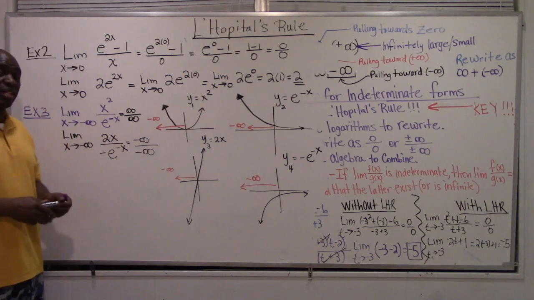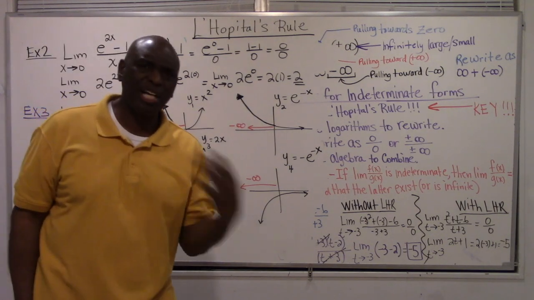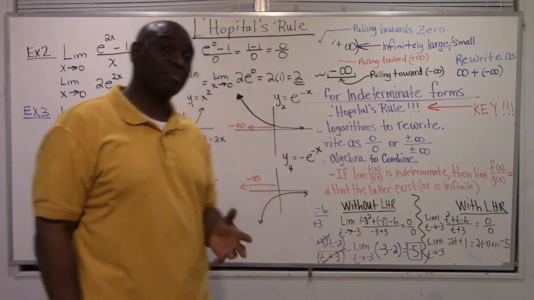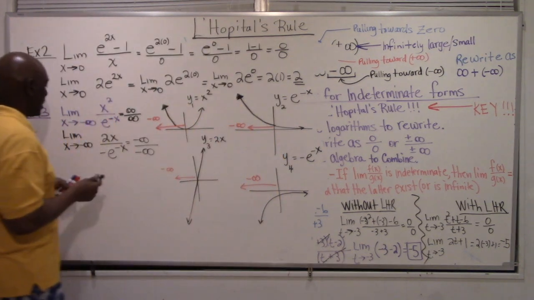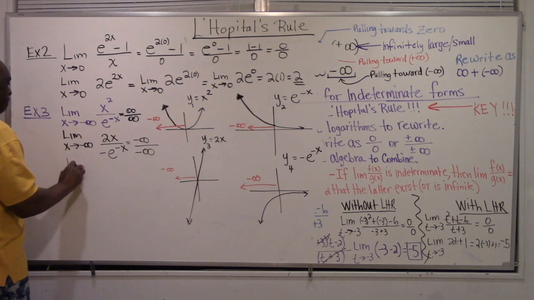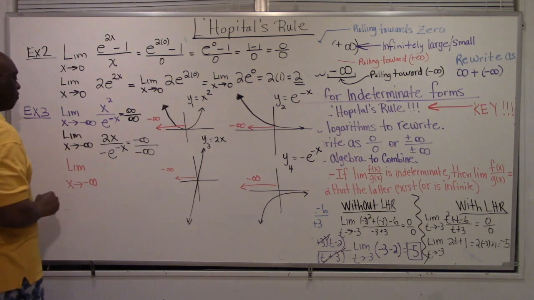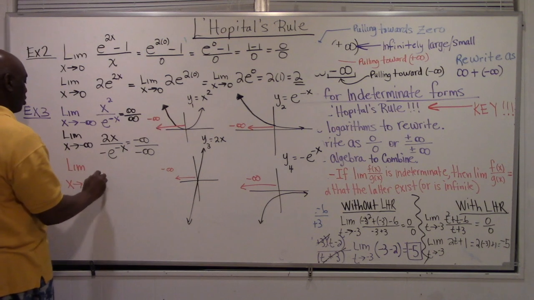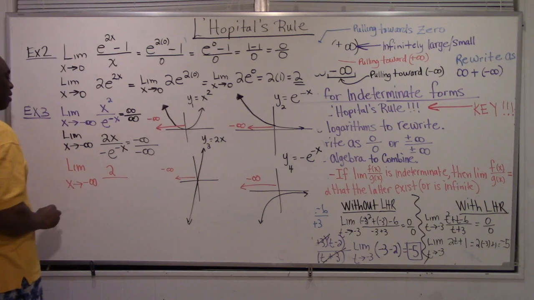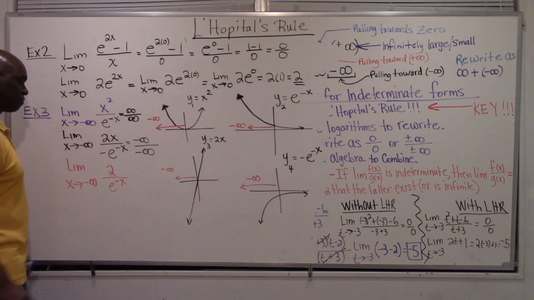So we have another case in which we have to use L'Hôpital's rule again. You can use L'Hôpital's rule over and over for the same problem until we get a value. Let's go L'Hôpital again. The limit as x approaches negative infinity of, what's my derivative here? That's just going to be 2, divided by e to the negative x.